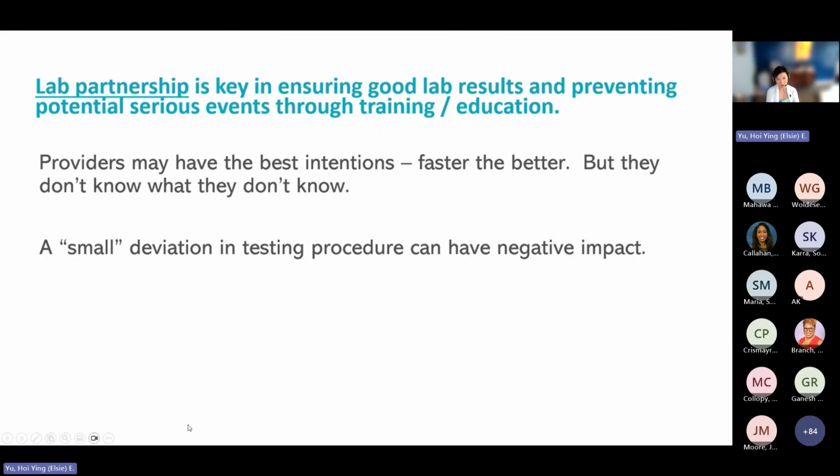But hopefully through these two examples, you can see that the provider may have the best intention, which is they want to get this done faster. They want the result to be accurate as in the first case, but they don't fully understand the implication of what they do, and realize that even a small deviation in testing procedure can have negative impact. So through lab partnership, I really think it is key in ensuring good lab results and preventing potential serious events, because when we see these types of issues, we'll provide additional training and education.